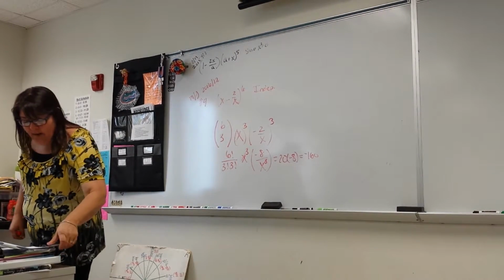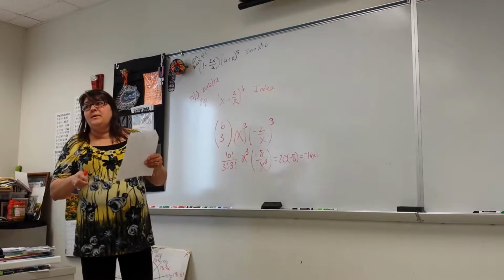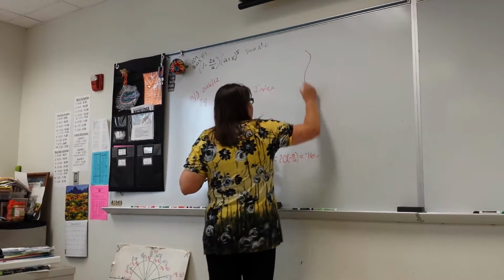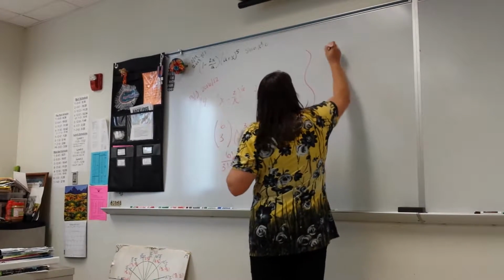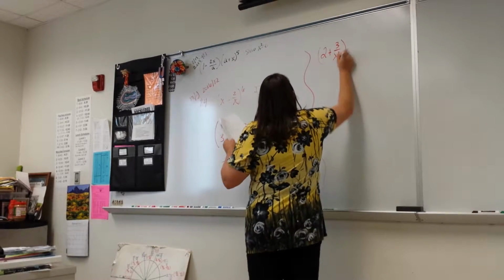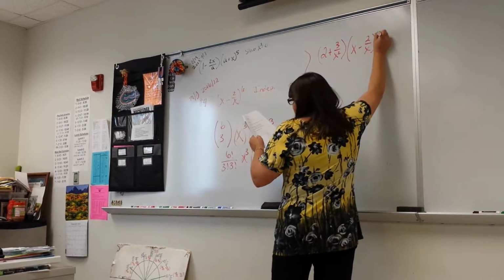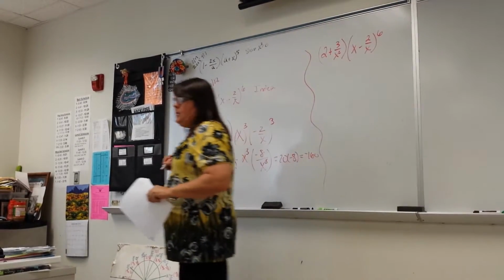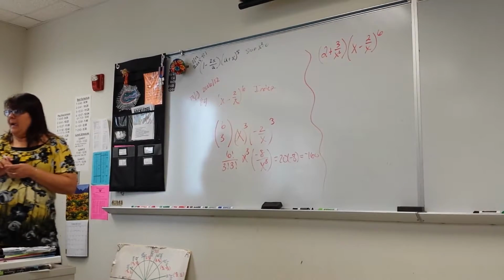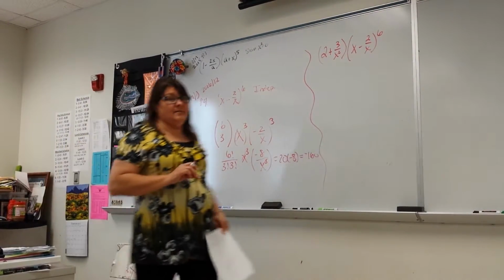Okay, so the next one says find the term independent of x. So we still have more to do. The next part is asking us to do the same thing, but we've got a dilemma. It wants us to distribute that through. So we're still finding the term independent of x.